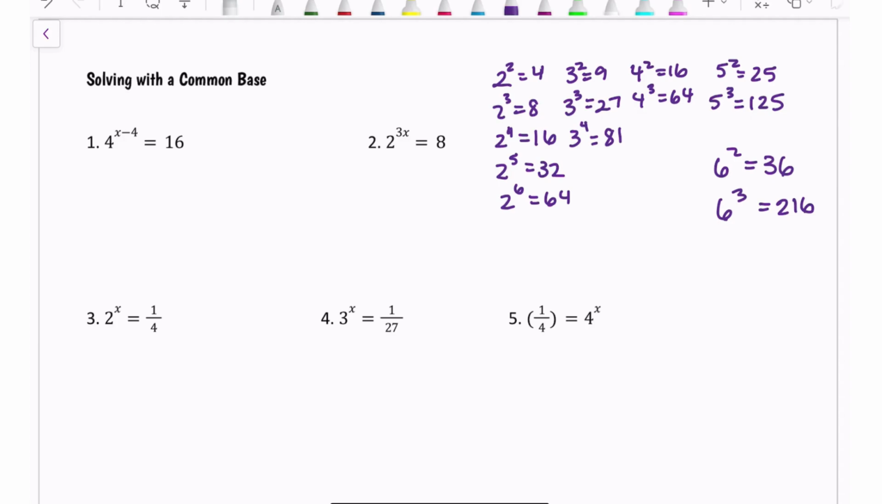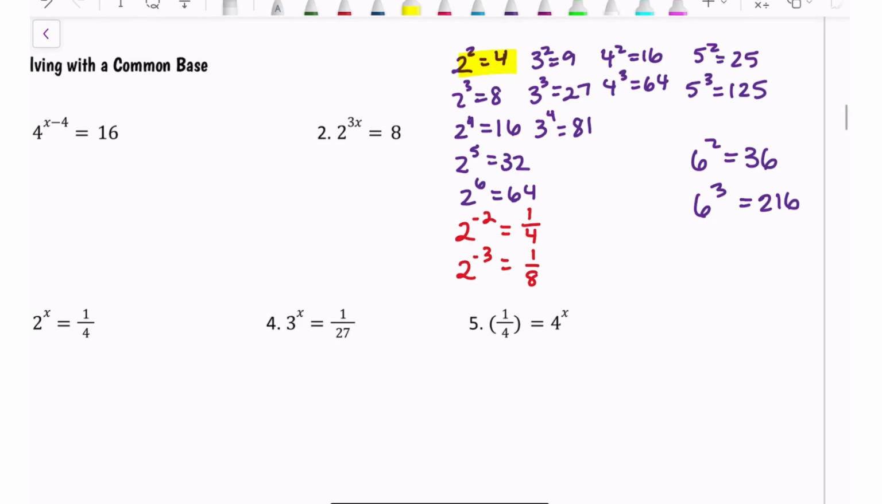Another important exponent fact that you need to know is what happens when you have a negative exponent. If I was going to do 2 to the negative 2 instead of 2 to the positive 2, this is now 1 over 4. 2 to the negative 3 is now 1 over 8. So if you see here, 2 squared is positive 4, 2 to the negative 2 is 1 over 4, 2 to the third was 8, 2 to the negative third is 1 over 8. Knowing those exponent rules is also very valuable when solving these problems.